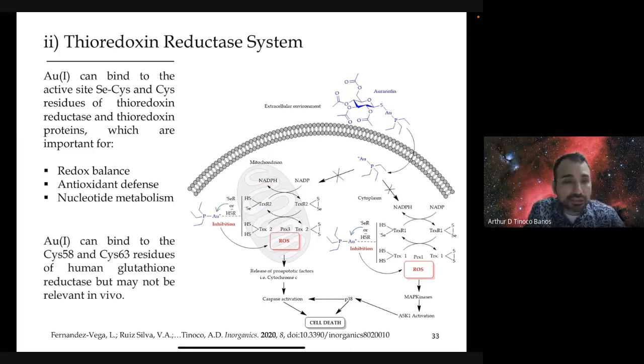The gold can also bind to a related protein, the human glutathione reductase. It can actually bind to the cysteine 58 and cysteine 63 residues of this protein, although the correlation of its in vivo relevance is not so clear. However, it is not entirely clear how this interaction with the thioredoxin reductase system necessarily plays a role here.